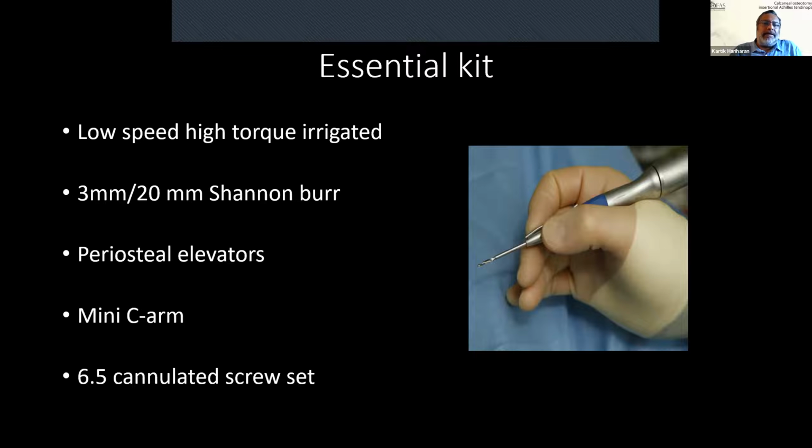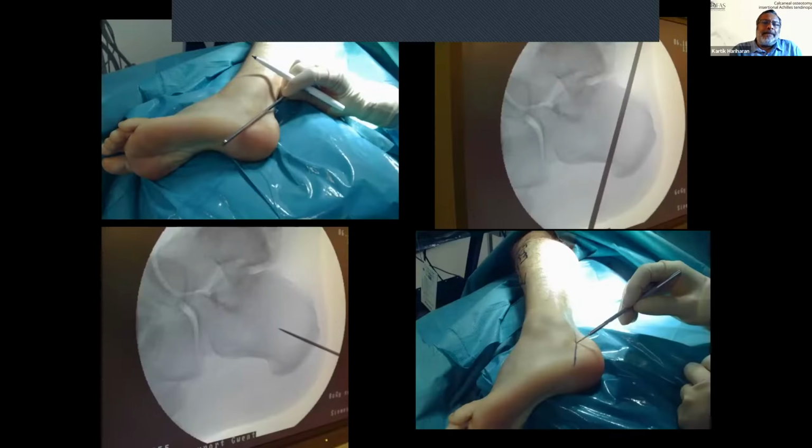There are dedicated periosteal elevators which allow you to create a working pocket in the axis of the osteotomy, which I mentioned before, which is perpendicular to the plantar longitudinal cortical angle. I use a 6.5 millimeter cannulated screw set, as I would wish to keep it as minimally invasive as possible.